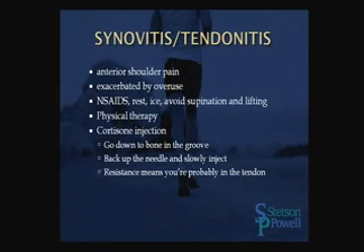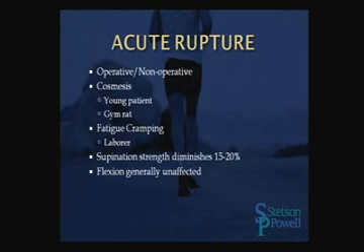as an hourglass biceps. Synovitis and tendinitis usually present with anterior shoulder pain at the biceps, exacerbated by overuse. Standard conservative management with physical therapy and a cortisone injection is warranted. If those fail, in my hands, I go down to the bone in the groove and then back up the needle and slowly inject.